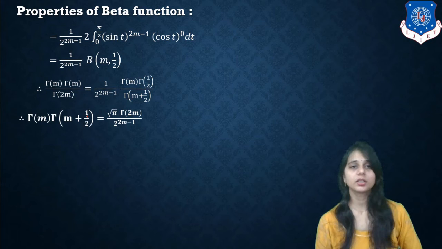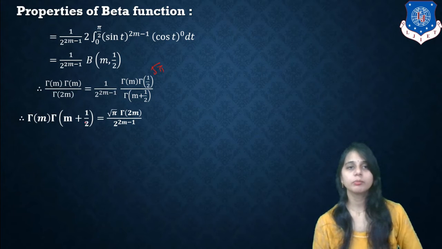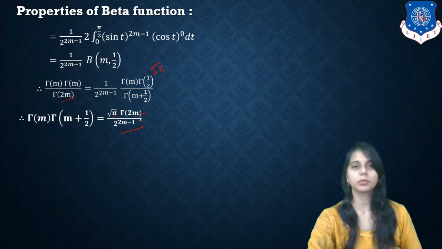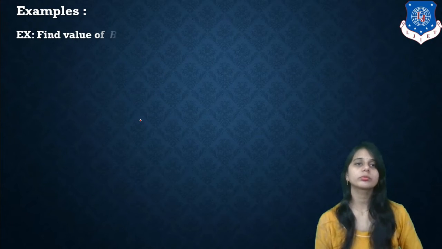So we say that, what is the gamma 1 by 2? It is under root pi. Okay, so gamma m plus 1 by 2 equals under root pi gamma 2m upon 2 raised to 2m minus 1.